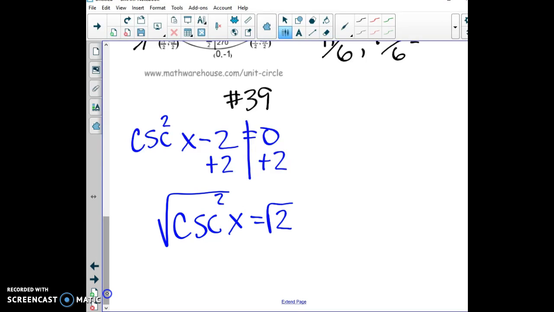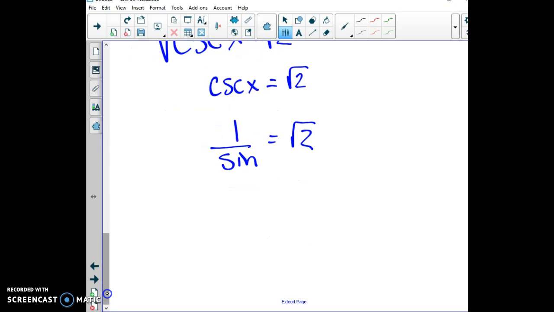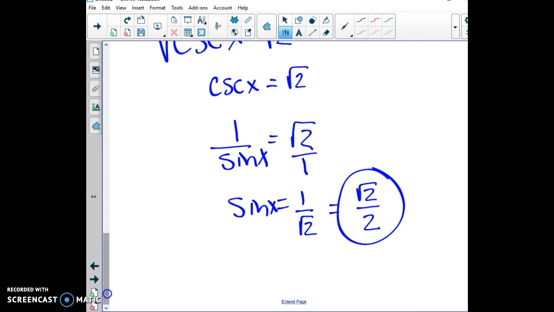We're going to take the square root of both sides. And the cosecant of x is going to equal the square root of 2. We know cosecant to be 1 over sine is equal to the square root of 2. So sine is going to equal 1 over the square root of 2, which is square root of 2 over 2. So we're looking for the sine of x, the sine of some angle that is the square root of 2 over 2.